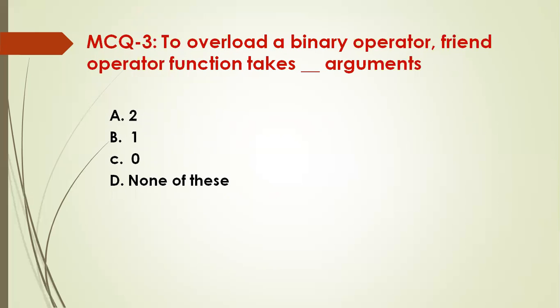To overload a binary operator, a friend operator function takes dash arguments. So here we're overloading which operator? A binary operator. That too, the operator function I'm writing as a friend function, then two arguments are necessary. So the correct answer is A.